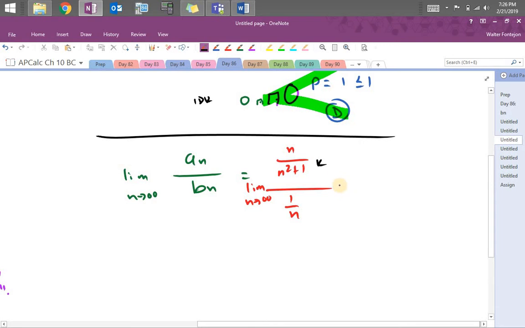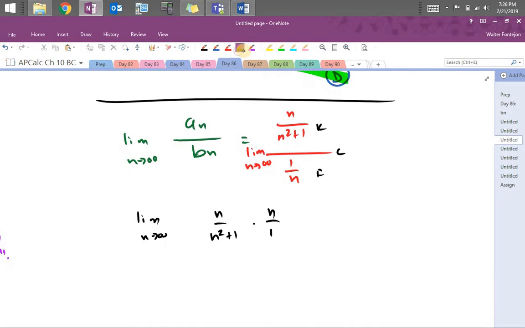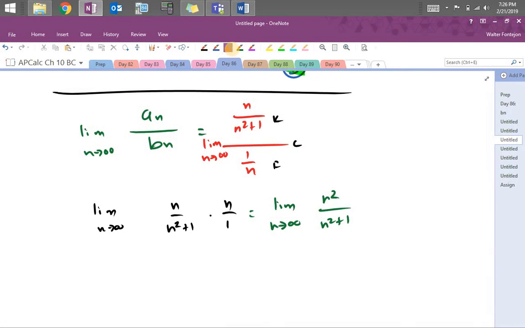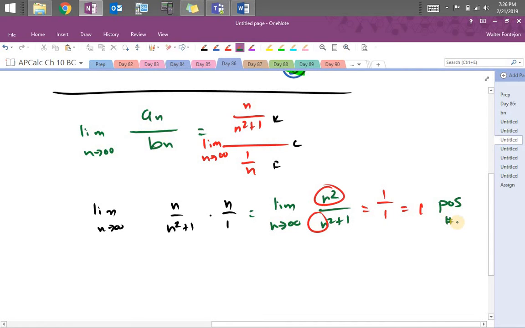Okay, keep, change, flip. So limit as n approaches infinity of keep n divided by n squared plus 1 times n over 1. If I multiply this across, I get limit as n approaches infinity of n squared divided by n squared plus 1. This is the highest power idea for polynomials, so I'm just going to keep the numbers in front. That's 1 over 1. And that's going to be just 1. More importantly, this is a positive number. Since this is a positive number, this tells me that they will behave the same.